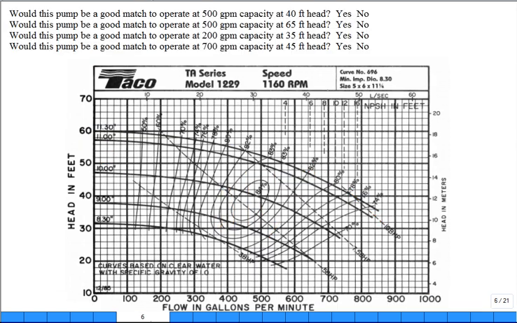Let me do this though. Let me ask you some questions. Would this pump be a good match when I needed to deliver 500 GPM to a system and I knew that system needed to be fed with 40 feet of head? Come out 500, 40. I'd be running right around here. You know what? Looks good. Yes. How about 500 GPM and 65 foot of head? No. It's not a strong enough pump to be delivering 65 foot of head. It's too weak. Get a bigger, stronger pump.